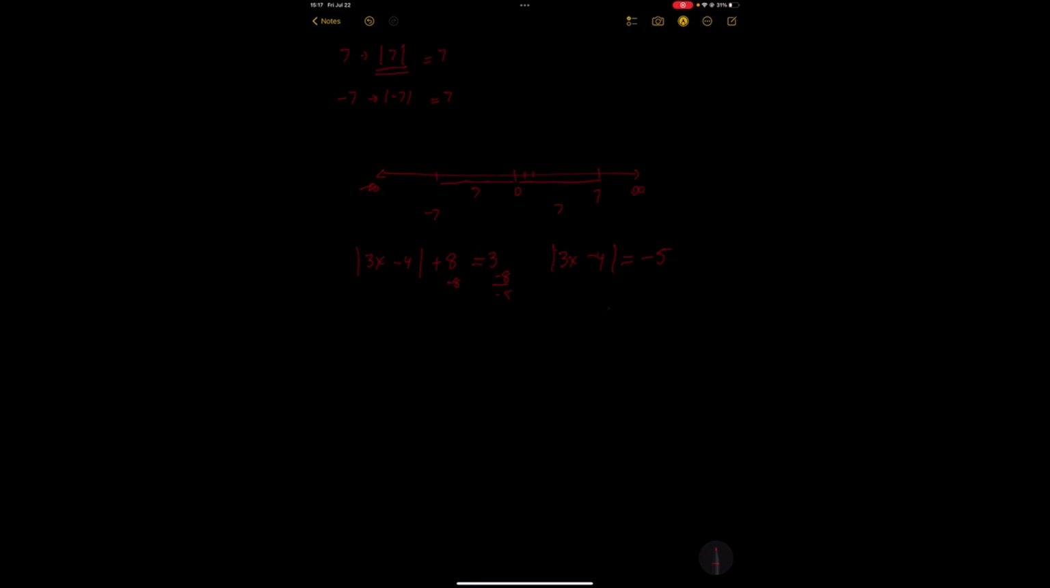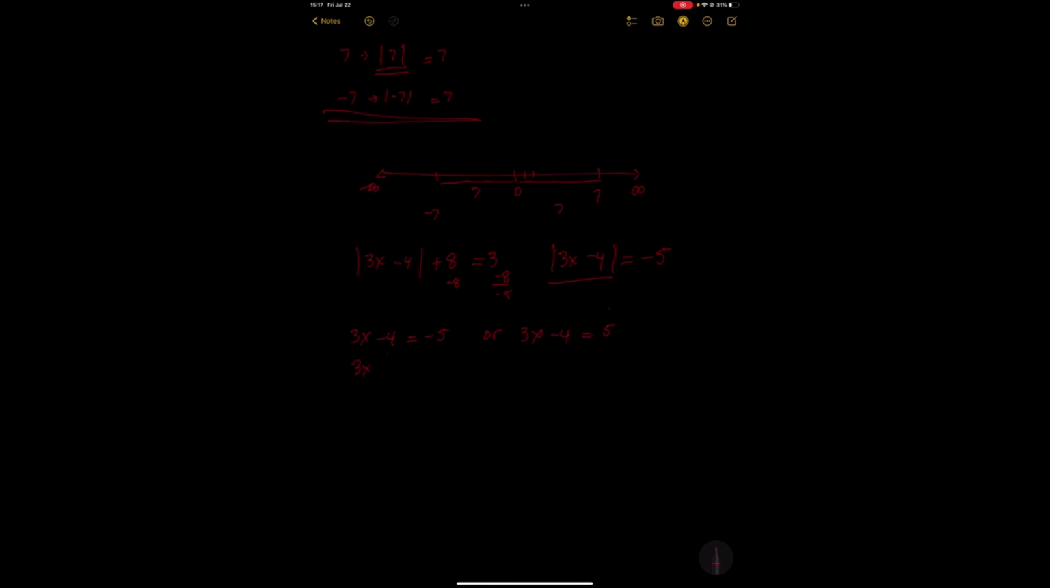Now, what can we do? We have to do two things. We have to separate the absolute value. Because it's an absolute value, we have two things to do. We can either say 3x minus 4 is equal to negative 5, or 3x minus 4 is equal to 5. Why? Because the absolute value, you have to remember, it has two components. It has a positive and a negative right here, as you saw earlier. What does that give us?